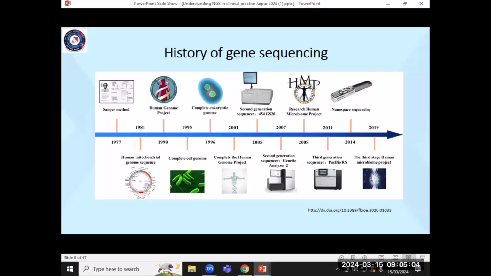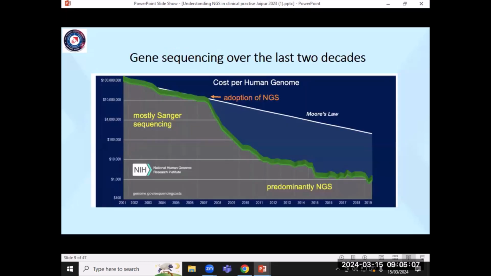As per Moore's law, as the technology becomes more and more advanced, the cost of sequencing has gone down and down. Because of that, we are seeing so many labs mushrooming up, so many reports of NGS, and so much data coming up, which is definitely helping us understand the disease better.